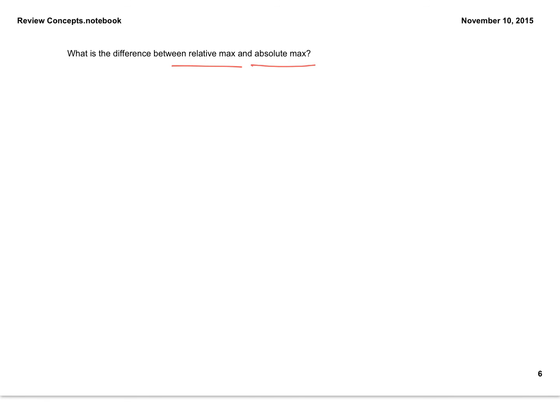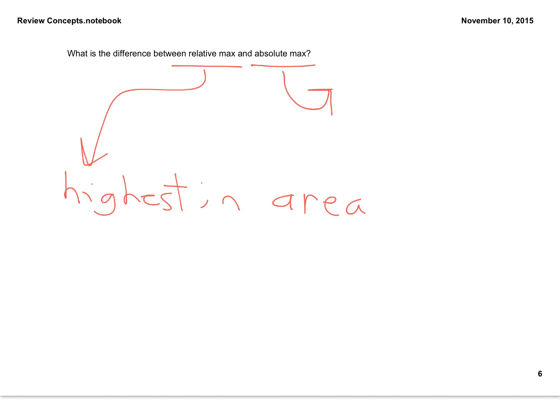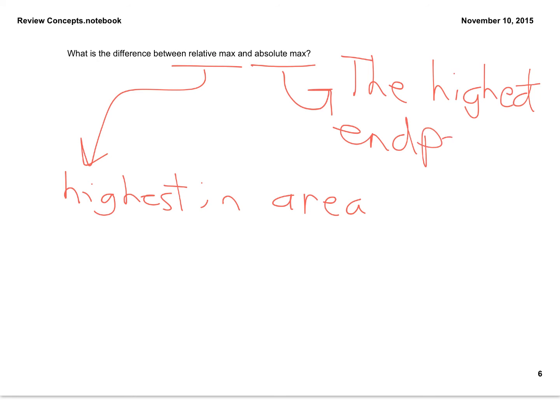Relative max and absolute max. Remember that relative max is the highest in the area. So it doesn't have to be the overall highest. It could be high, but someplace else could be higher, but it's still a relative max. An absolute max is the highest. In order to be guaranteed to have an absolute max, you have to have endpoints. So anytime you have endpoints, you're guaranteed to have an absolute max and an absolute min, an absolute highest point and an absolute lowest point.